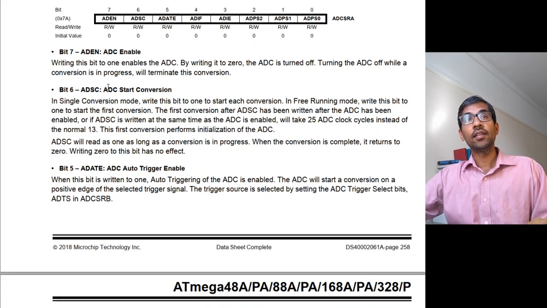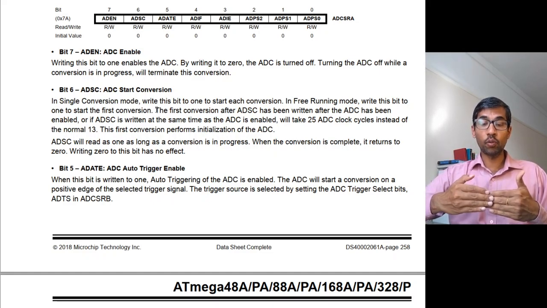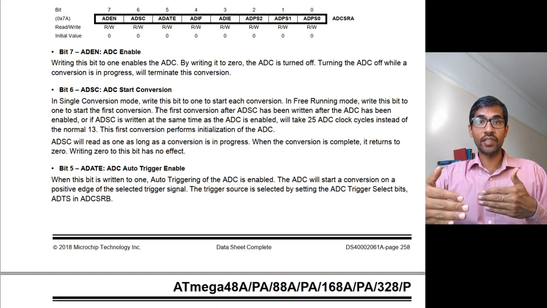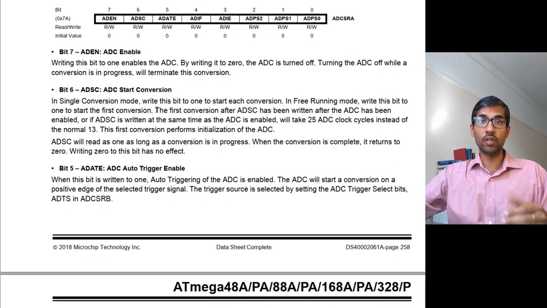ADSC is a bit called ADC start conversion. If you write 1 here, the ADC starts doing a conversion, especially when it is in the single conversion mode, which means that you just want one value to be converted into a digital value.